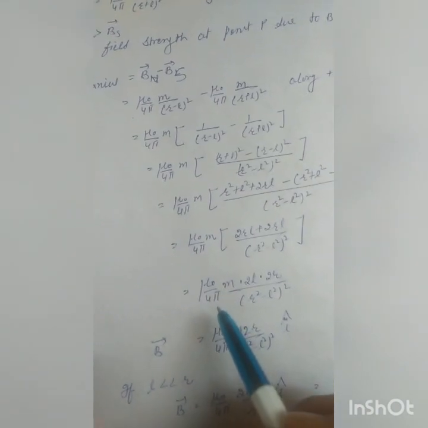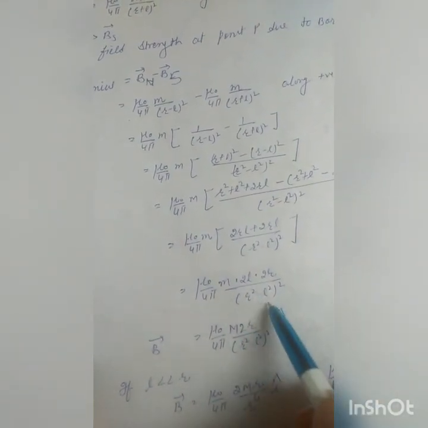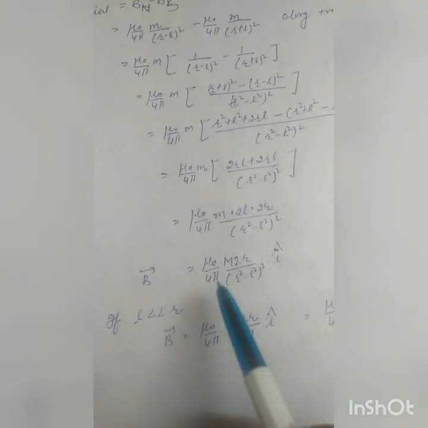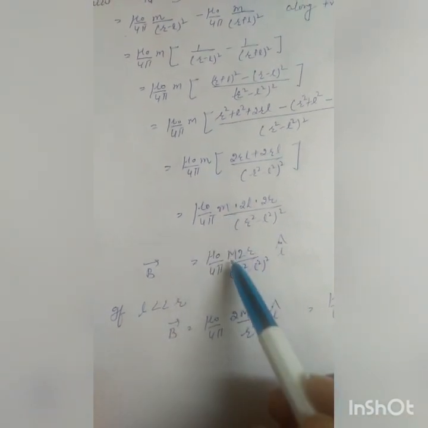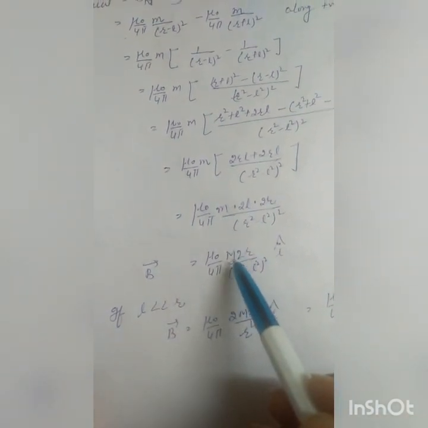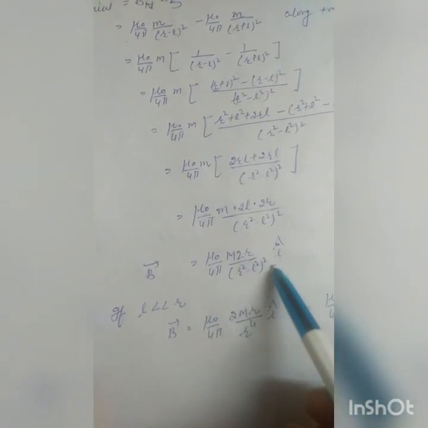On solving these we get mu naught upon 4 pi, m into 2L into 2r upon (r square minus L square) whole square. B is equal to mu naught upon 4 pi, 2L into m is replaced by the magnetic moment M, so M into 2r upon (r square minus L square) whole square, along the positive x-axis.